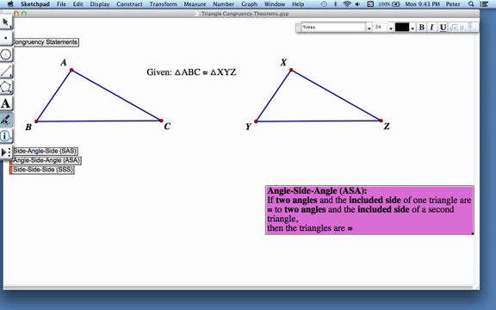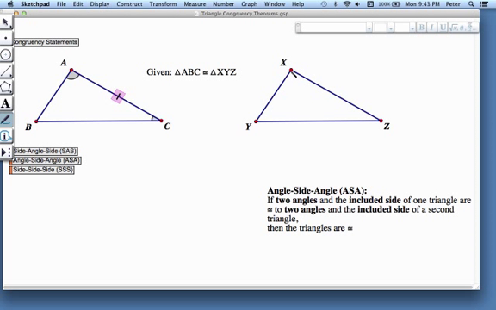Suppose now we are given that two angles of one triangle and the included side were congruent to two angles and the included side of a second triangle. If that were the case, then the two triangles would be congruent by angle, side, angle. This time it's the side that has to be between the two angles, so it becomes the included side. And if you have a situation like this where you have two angles and the side between them, then the triangles are congruent by angle, side, angle.